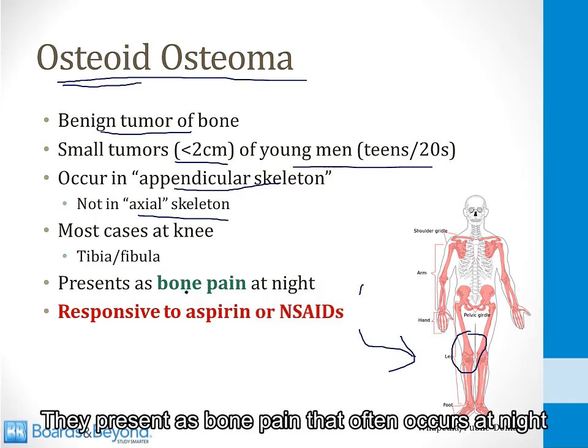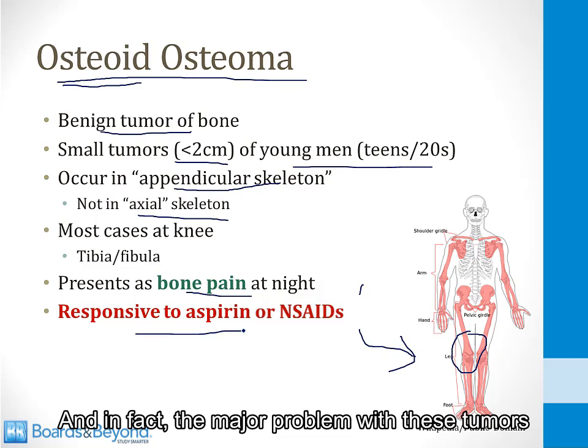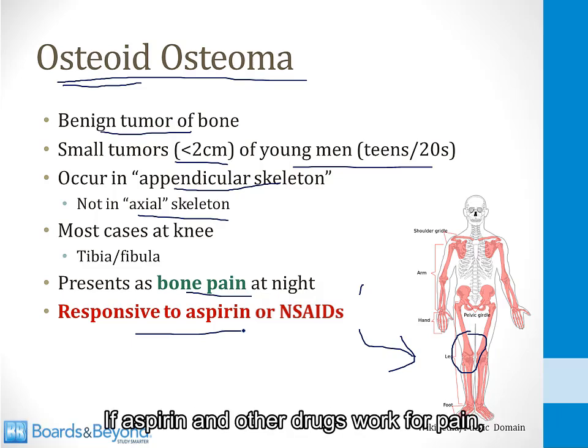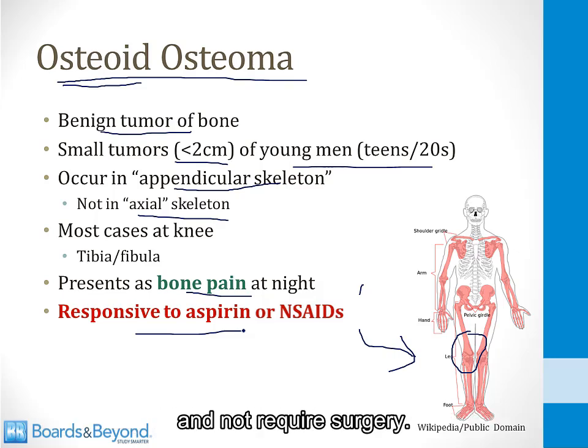They present as bone pain that often occurs at night, and classically the pain responds to aspirin. And in fact, the major problem with these tumors is the pain. They're not malignant, but the issue can be that the pain can be hard to control. If aspirin and other drugs work for pain, then many children will simply outgrow these tumors and not require surgery.